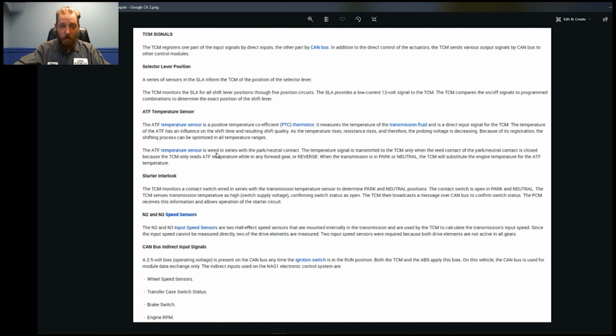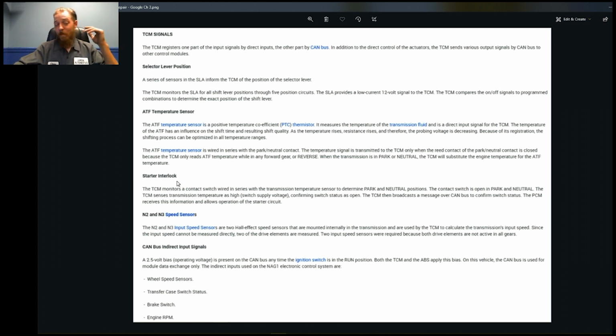Now, the ATF temperature sensor is wired in series with the park neutral contact. The temperature signal is transmitted to the TCM only when the reed contact of the park neutral contact is closed, because the TCM only reads ATF temperature while in any forward gear or reverse. When it is in park or neutral, the TCM will substitute the engine temperature for the ATF temperature. Cool. It's a good bit of data to know if you have shift concerns and everything else. And it is interesting here that it's wired in series with the park neutral contact, yet you will not see that on the schematic. We'll take a look at that briefly.